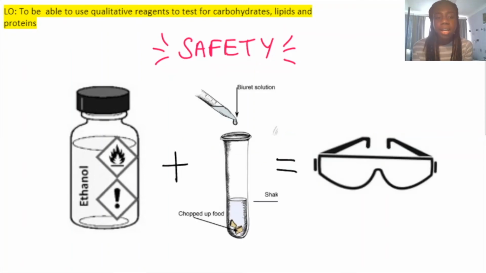In terms of safety, we need to make sure that we tie long hair back, and take care when we're using the Bunsen burner and the water bath, and also in terms of the chemicals, ethanol is very flammable when it comes into contact or near to an open flame, and the Biuret reagent contains copper sulfate, which is poisonous, and sodium hydroxide, which is corrosive. So we need to make sure to wear goggles, wash our hands if it comes into contact with our skin, and also wipe away any spills on surfaces.